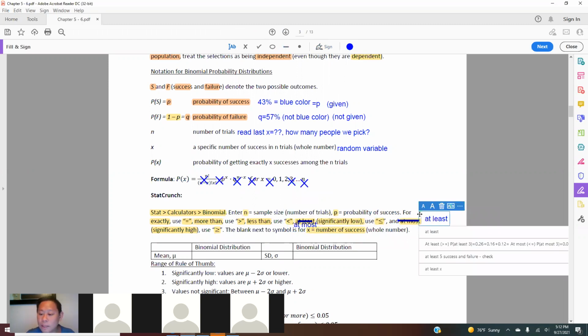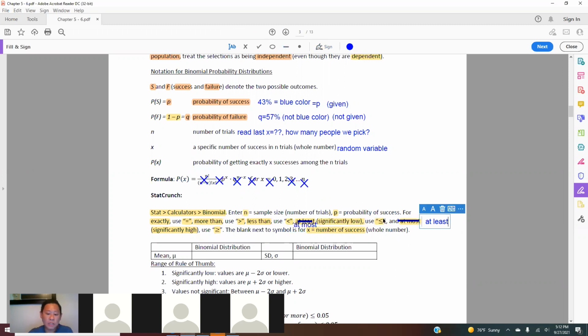I need to change this. Can you change it: at most is less than or equal to, at least is greater than or equal to. Yep, this is correct. So please switch these two around. Those who have my notes, it's like, what's going on?